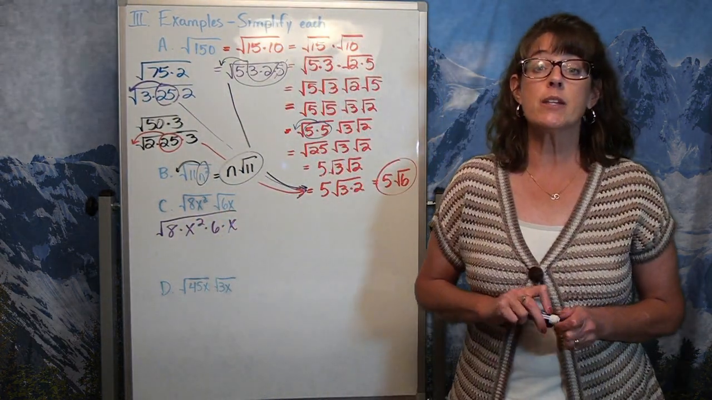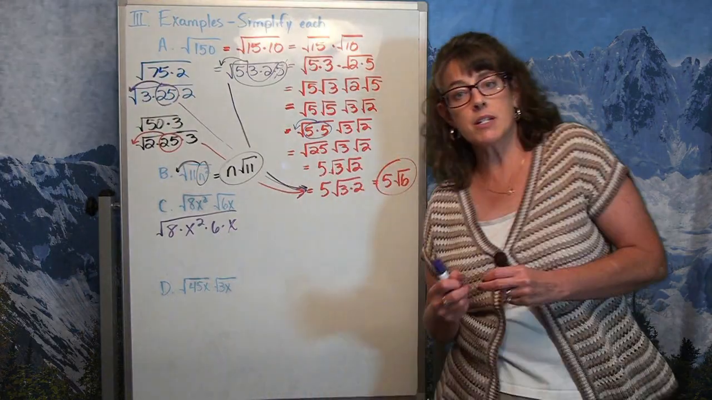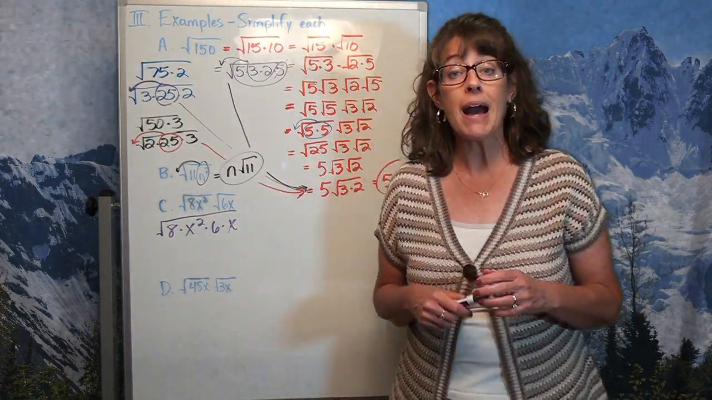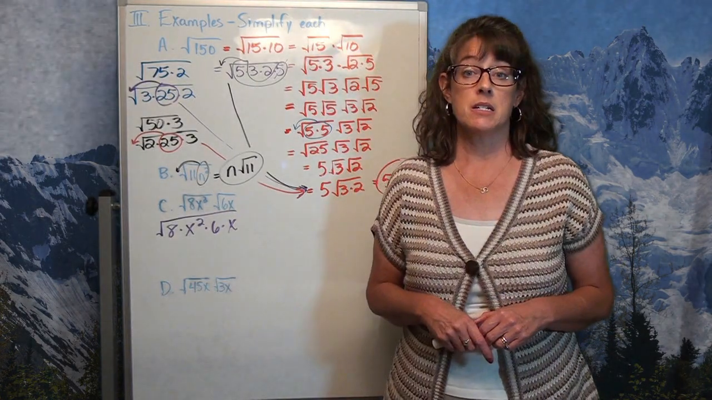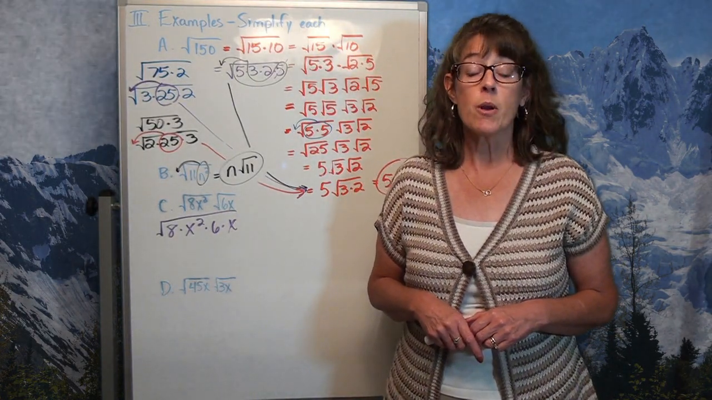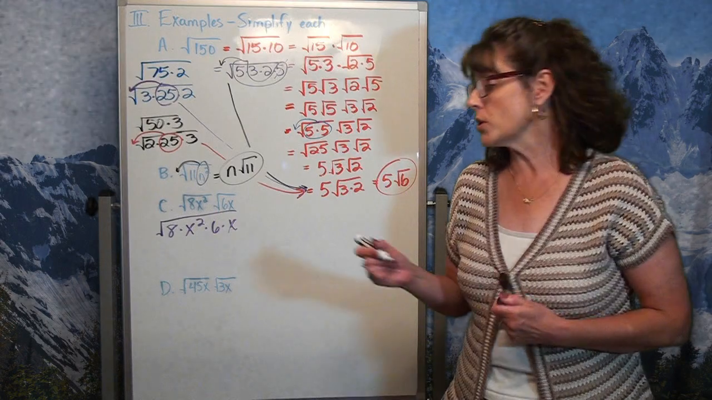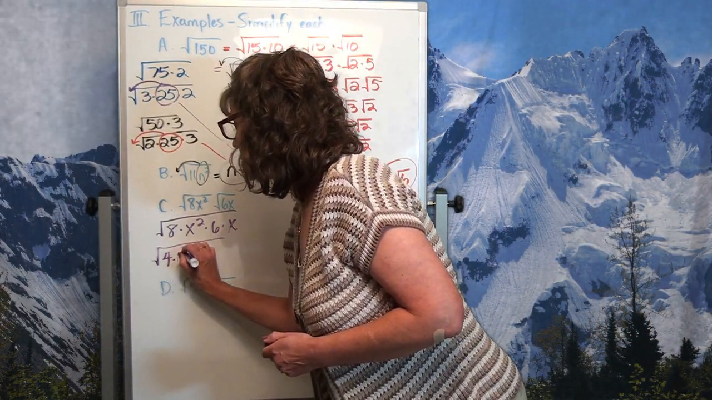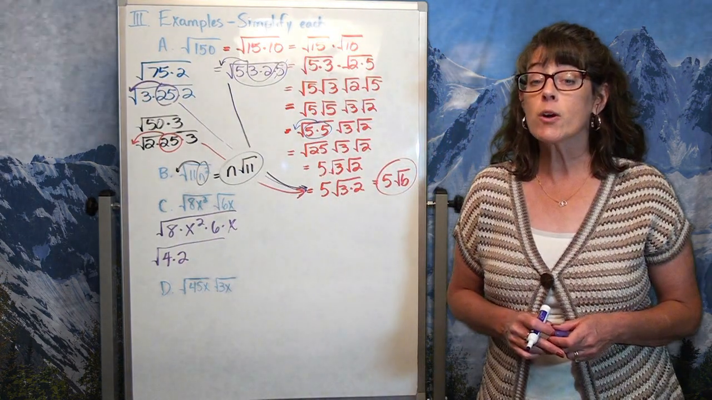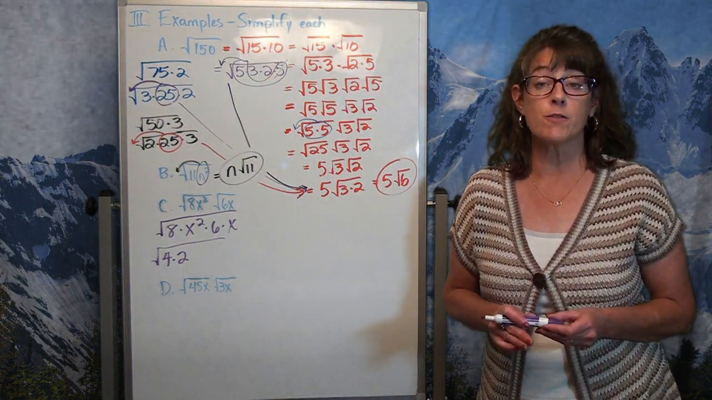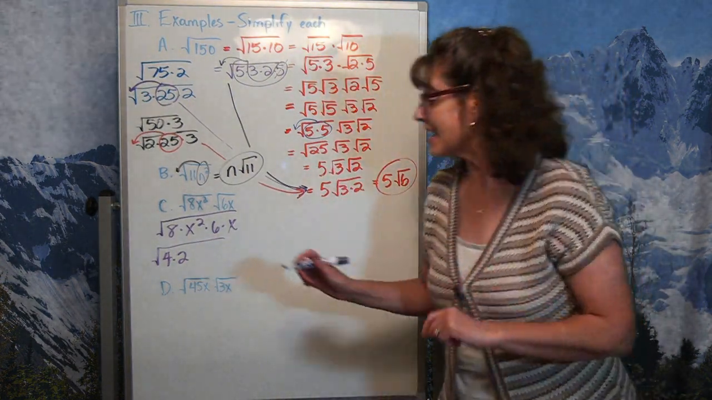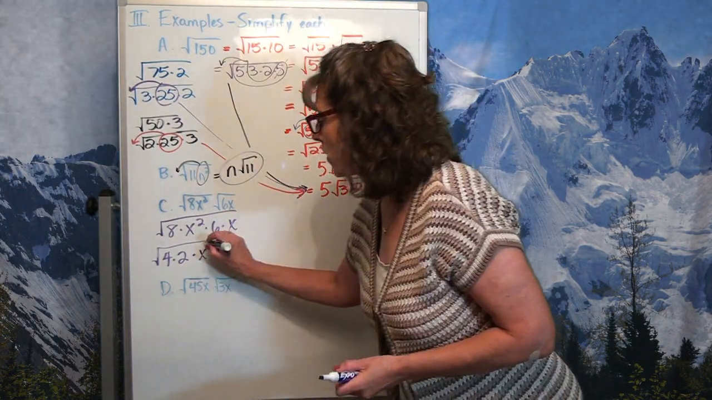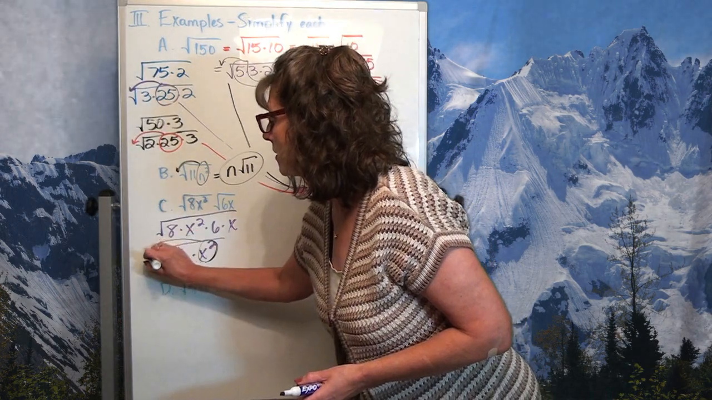And then I like to go ahead and start breaking it down, looking for those perfect squares and pairs. Can you think of a number that you can multiply by itself to create an 8? Nope, I can't either. But I do know that 8 is 4 times 2. So I'm going to break that 8 up as 4 times 2. Now that x squared, can you think of what you can multiply by itself to create an x squared? Yes, an x. So I'm going to leave that one as it is because I'm going to pull the square root of that x squared out.